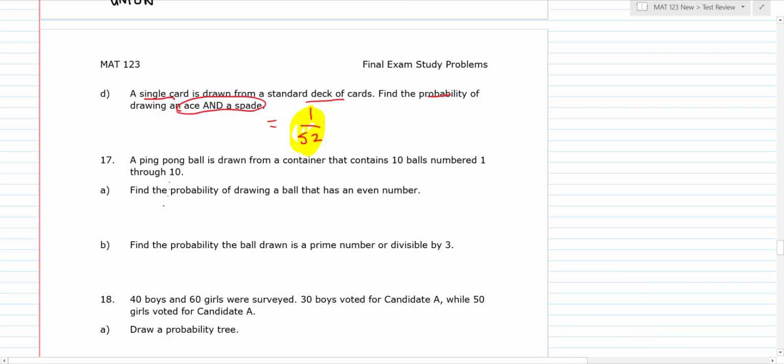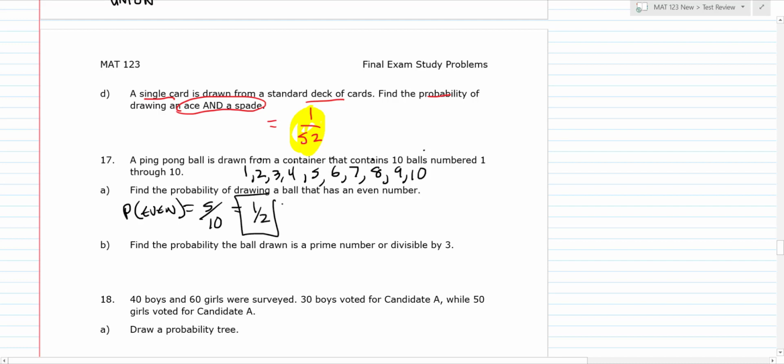It says a ping pong ball contains numbers 1, 2, 3, 4, and so on up to 10. It's not a bad idea to just write it out so you visualize this. So we're going to find the probability of drawing a ball that has an even number. We're only drawing one ball, so there are 1, 2, 3, 4, 5 even numbers out of the 10 balls. So that's a 1/2 probability.